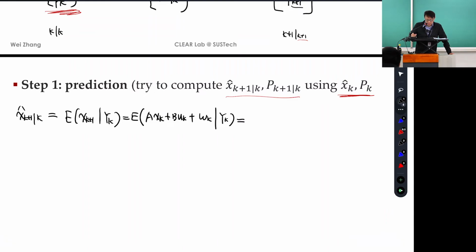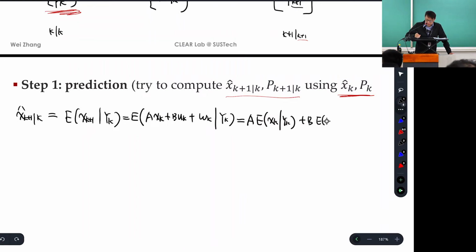What is this? Can I move this out? It's equal to A times the expectation of x_k given Y_k, plus B times the expectation of u_k given Y_k, which is, the expectation of 10 is 10, right? A number is a number, it's a deterministic thing. So plus the expectation of w_k given Y_k.